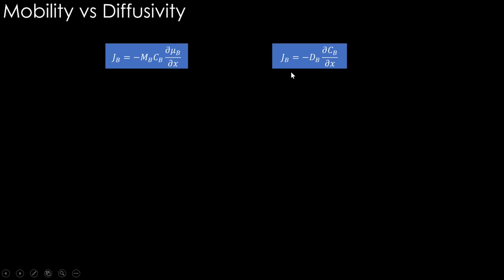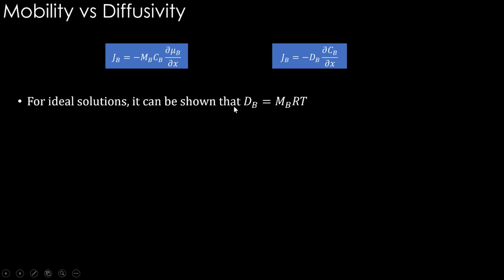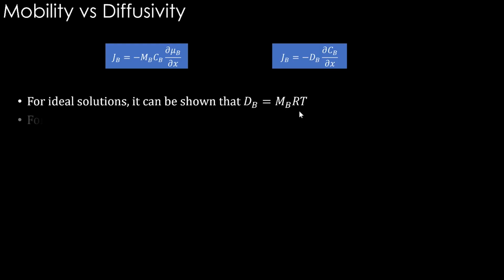Let's compare both of them together. This is with the mobility, this is with the diffusivity. For ideal solutions, it can be shown that the diffusivity is equal to mobility multiplied by RT, or mobility equals diffusivity divided by RT. So that is what mobility is. But this is fine in ideal solutions, where the differences in Gibbs energy are not there. In that way, that is true.